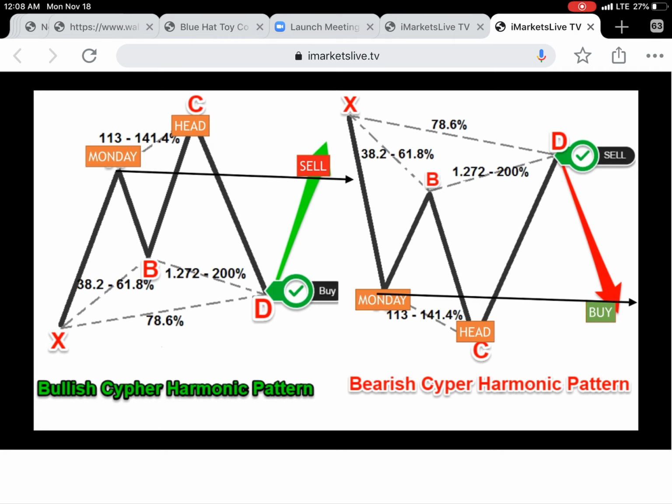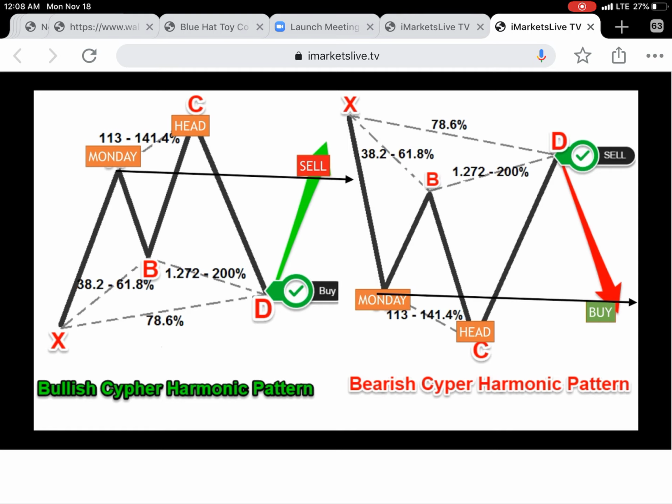So we can buy at that zone, but when it comes all the way back up to where Monday is, that's going to be our right shoulder, and we can sell. I want you guys to understand how all of this is going to tie in together. And the same thing with the bearish harmonic pattern. This is one of my favorite reversal patterns. It's called a head and shoulder.